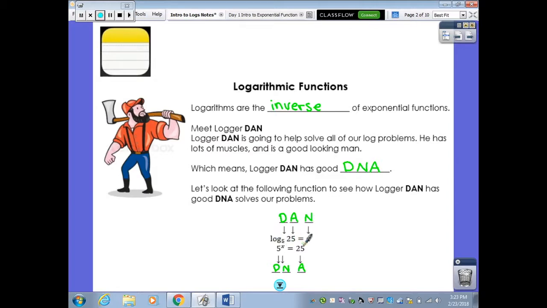We have this function right here, log base 5 of 25 is equal to x. This is our log function. We are going to change this to be 5 to the x power equals 25, and these two things represent the same thing. We did this by taking our 5, which is our D, our 25, which is our A, our x, which is our N, and making it DNA, because our 5 is here, our N is here, and our 25 is here.